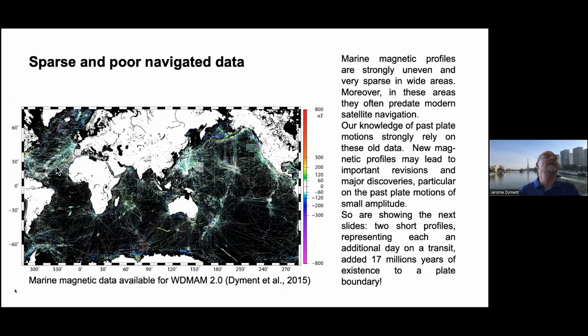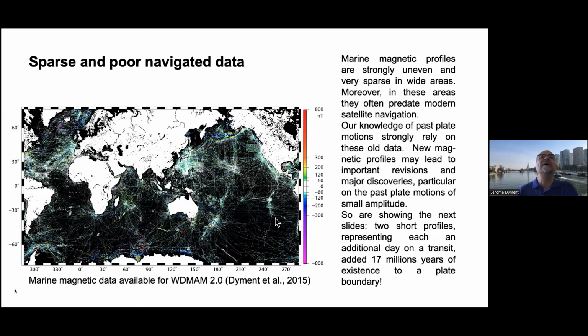Those are the magnetic anomaly data available from the World Digital Magnetic Anomaly Map 2.0, and you can see that those data are strongly uneven. There are places where we have excellent coverage, like around Japan and in the Western Pacific. The North Atlantic ridge is pretty well surveyed. Around Norway is very well surveyed. In the Arctic, there are aeromagnetic data. In the Pacific, along California, near Hawaii, near Australia, New Zealand. Yes, those areas are well covered.